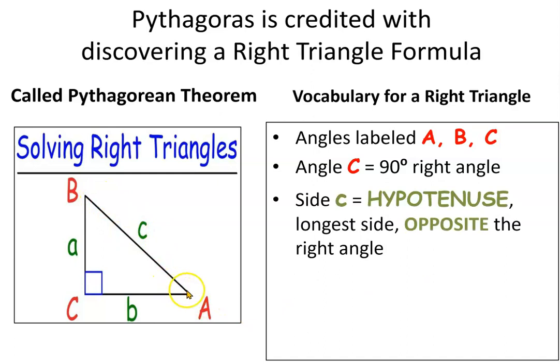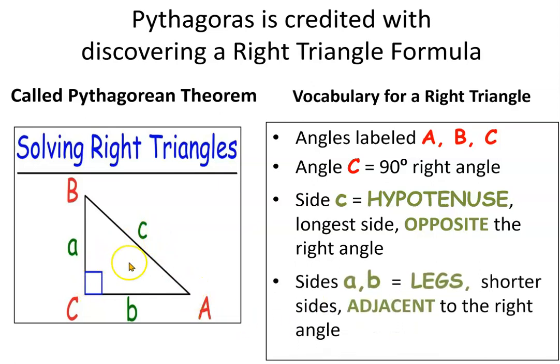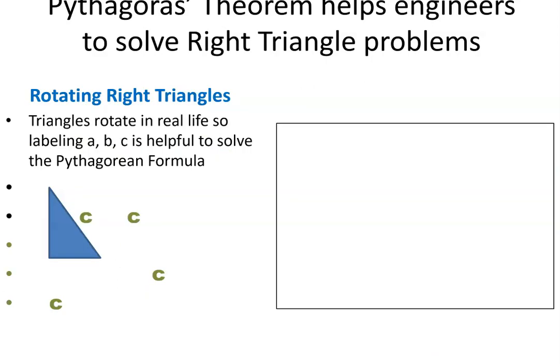Side c, the hypotenuse, is in small letters. It's the longest side. It's always opposite the right angle. Sides a and b are called legs. Now you can swap those. This could be b and this could be a, and then these letters here for the angles would change appropriately. They are shorter. They always come out of the right angle. The hypotenuse is always the longest side.